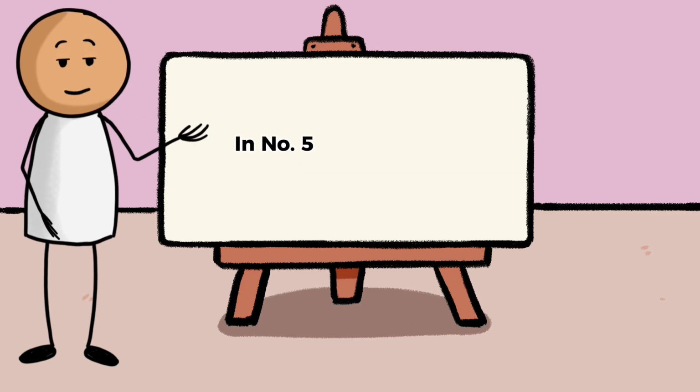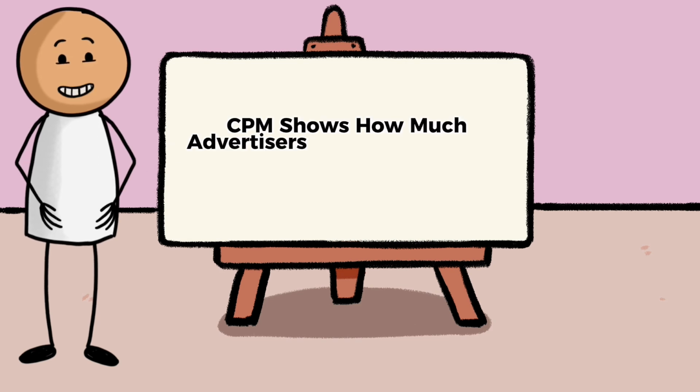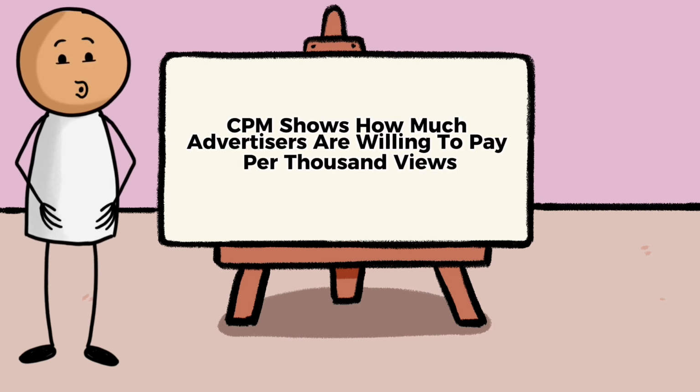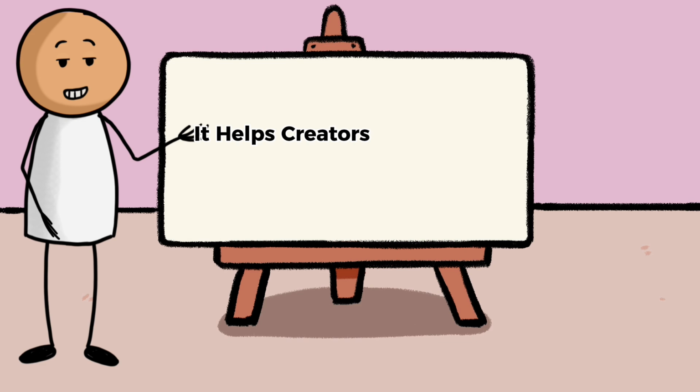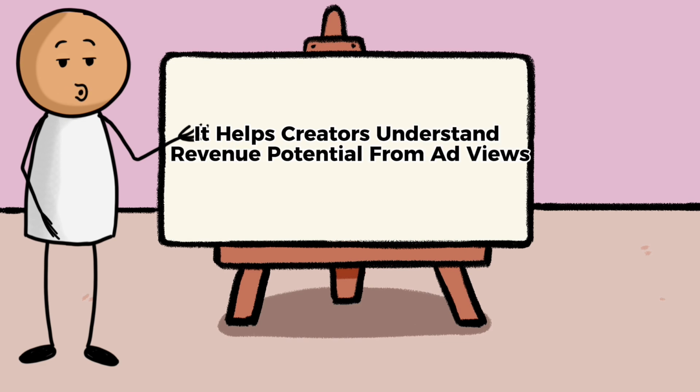In number 5, we have CPM, which means cost per mille. CPM shows how much advertisers are willing to pay per 1,000 views. It helps creators understand revenue potential from ad views.